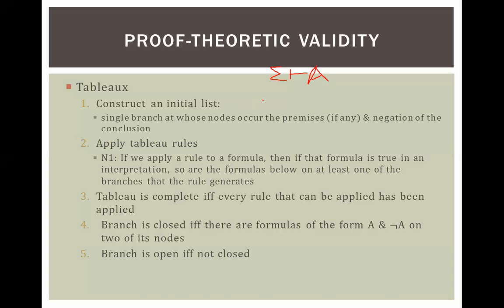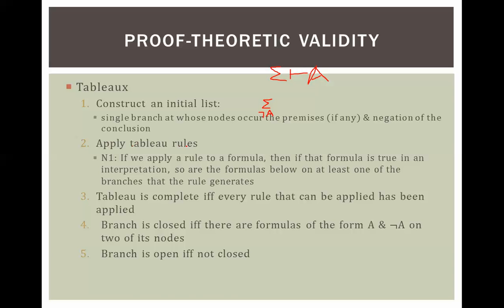So we're going to construct an initial list, which is a single branch at whose nodes occur the premises, which is all of sigma, and the negation of the conclusion, not A. We're negating A right here. This is the initial list. Sometimes sigma, it says here, if any, is empty. We saw that in the last one. I showed you how if you do something like P or not P, it doesn't matter how you assign the truth values, it's always going to be true. Something like that would be, without a sigma, just A.